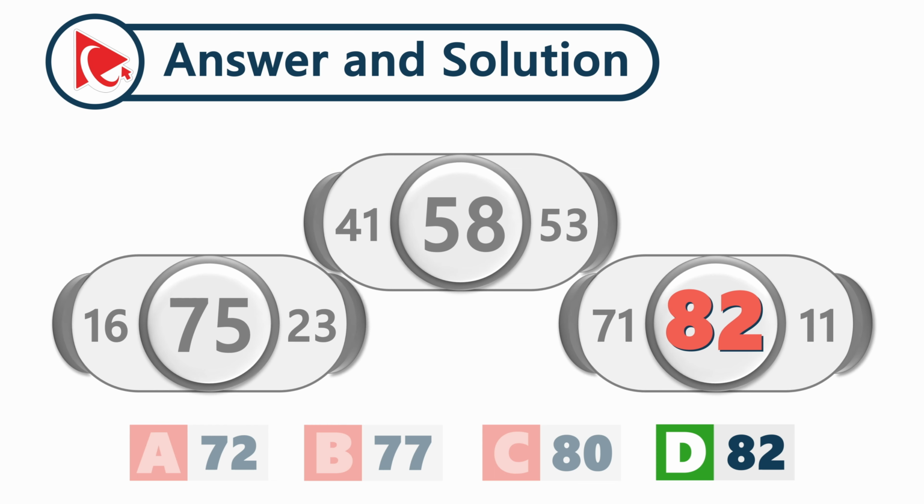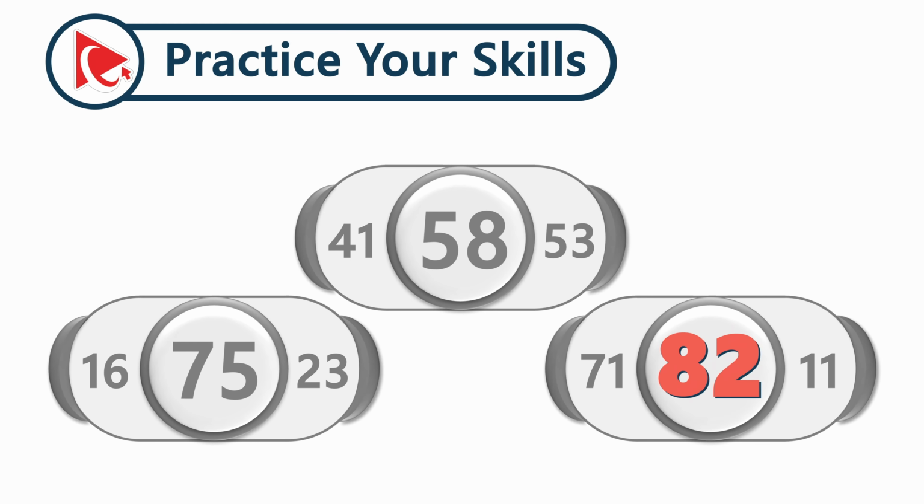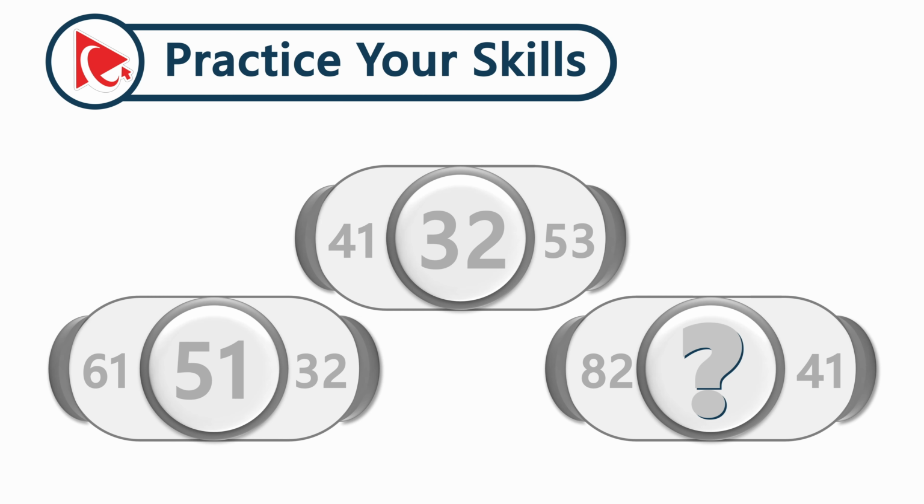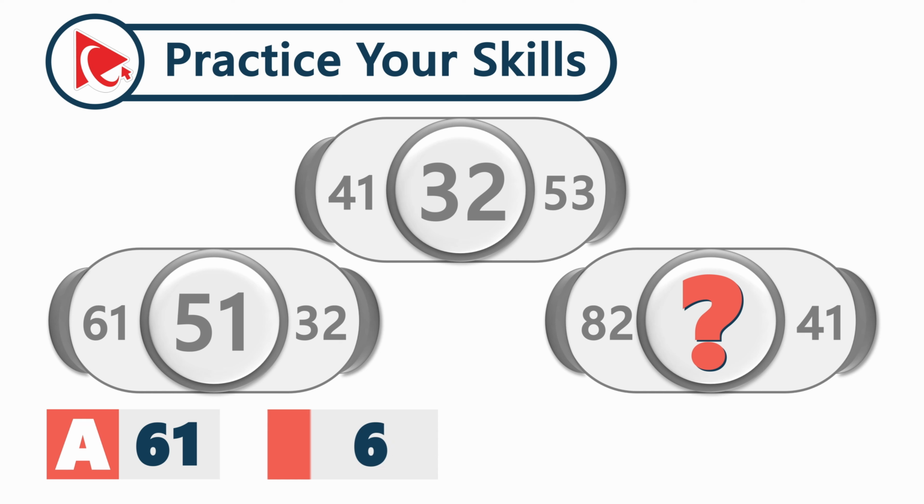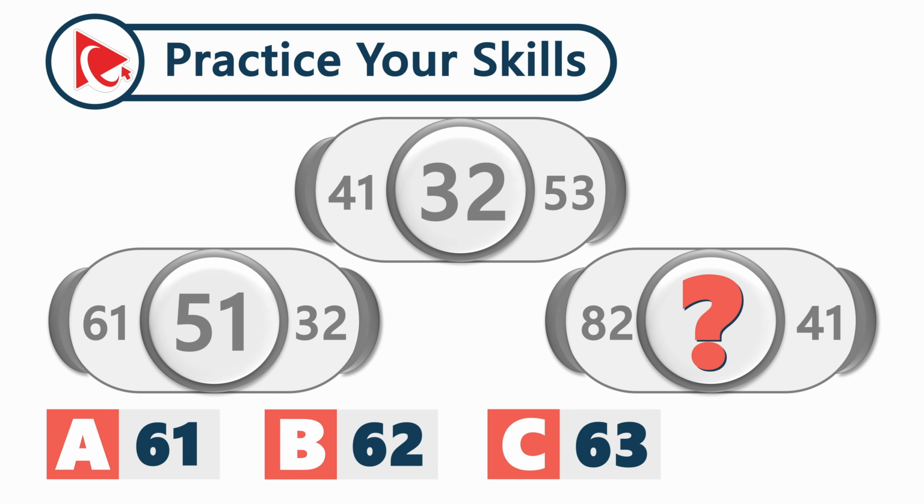But hold on, there is more. Here's the question for you to tackle. You're presented with 3 oval shapes. The first shape has numbers 61, 32, and number 51 in the middle. The second shape has numbers 41, 53, and number 32 in the middle. And then the third shape has numbers 82 and 41, and middle number is missing. You need to calculate the middle number and select your answer out of 4 possible choices. Choice A, 61, choice B, 62, choice C, 63, and last but not least, choice D, 64.